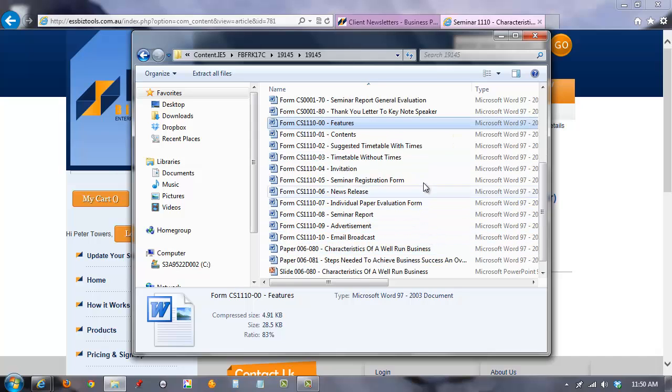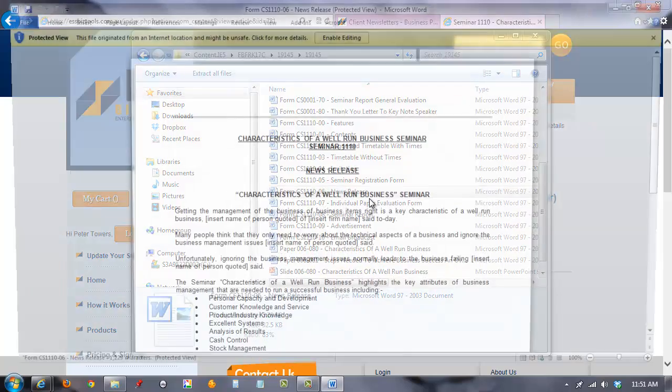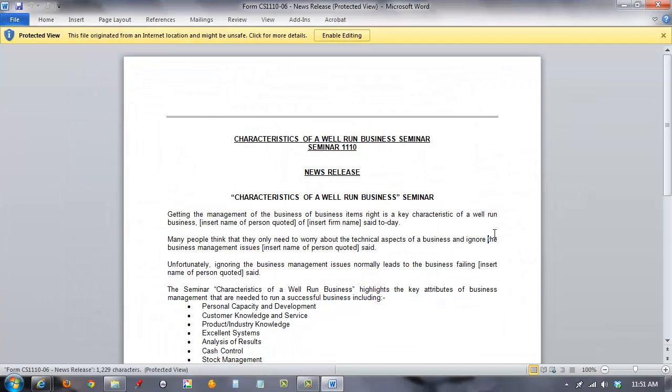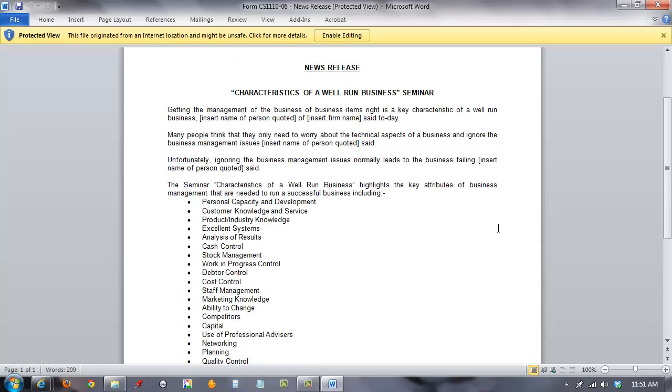Then we have the material that is specific to this seminar. So we're going to show you the news release. Now we know that a news release will not be able to be sent to the Sydney Morning Herald or the Age or the Courier Mail or the Australian, but in the major capital cities there are dozens of free newspapers in all the various suburban locations, and in regional and country Australia there is a thriving media industry that is always looking for information.